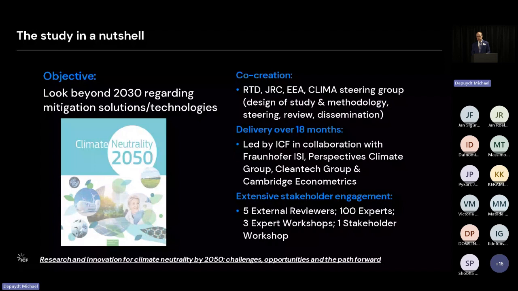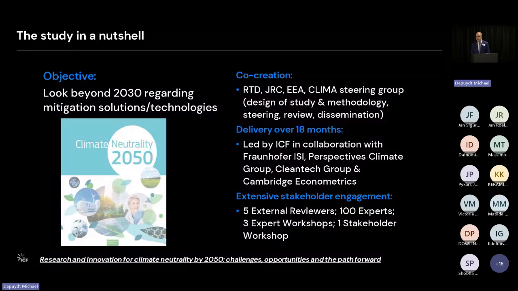And ICF led a team of organizations that are renowned for their expertise in innovation, ecosystem research, investment into low carbon innovations, and partners focused on socioeconomic perspectives like Cambridge Econometrics. And it wasn't just my team, which comprised about 18 researchers in total. We had a total of 5 external reviewers that reviewed our work at key points in the study.